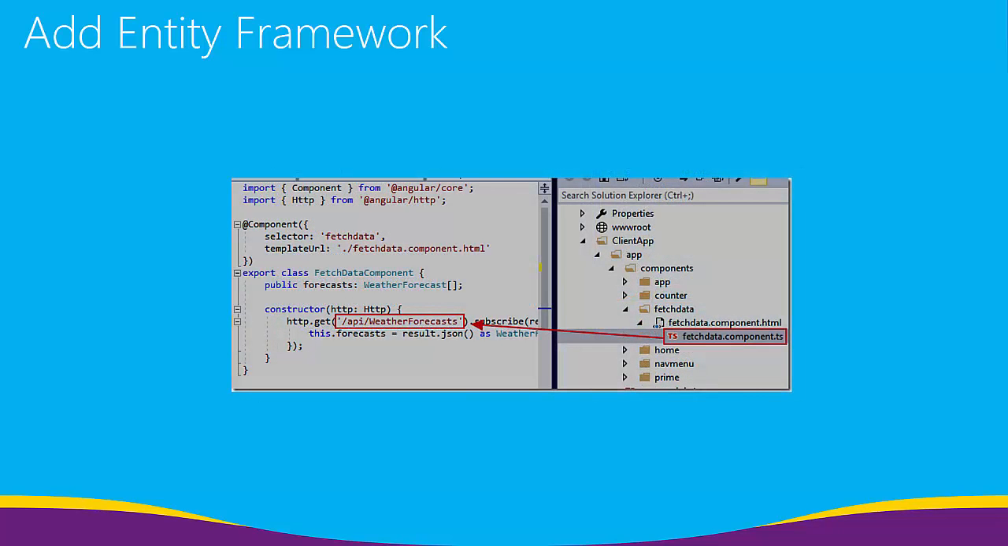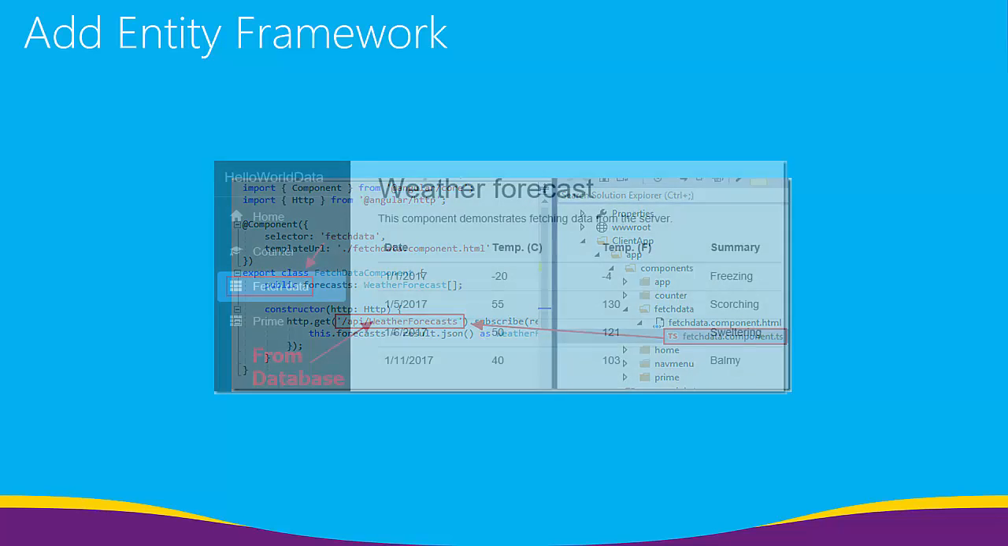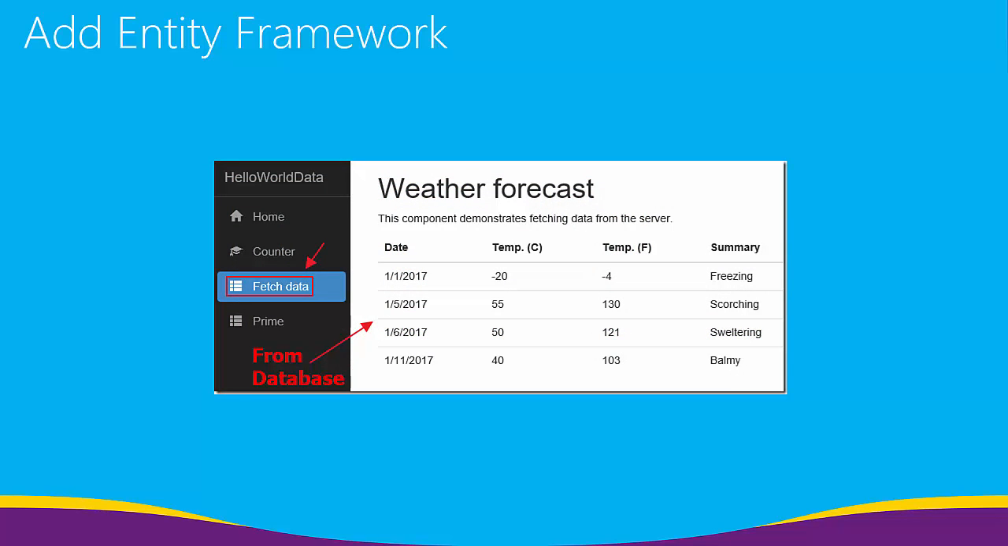We can now go to the Angular code, and the component that was previously showing weather elements from canned data, we can now point it to the API method that we just created, the weather forecast API method. And now when we run the application, it is showing the weather forecast data from the data that we put into the database.